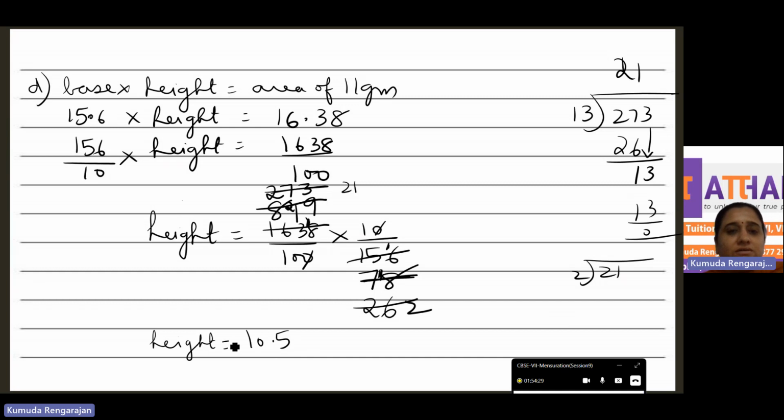Then what is in the denominator? 10. By 10. Yeah, now just move the decimal point. 1.05. Just move the decimal. This is the easiest way, meaning you can finish it quicker.